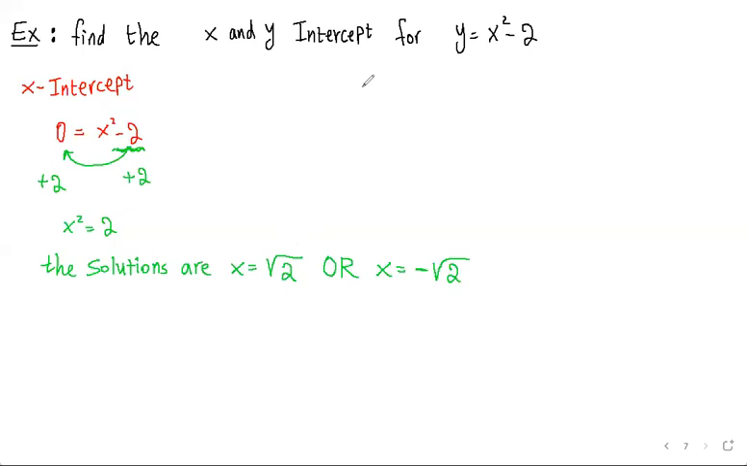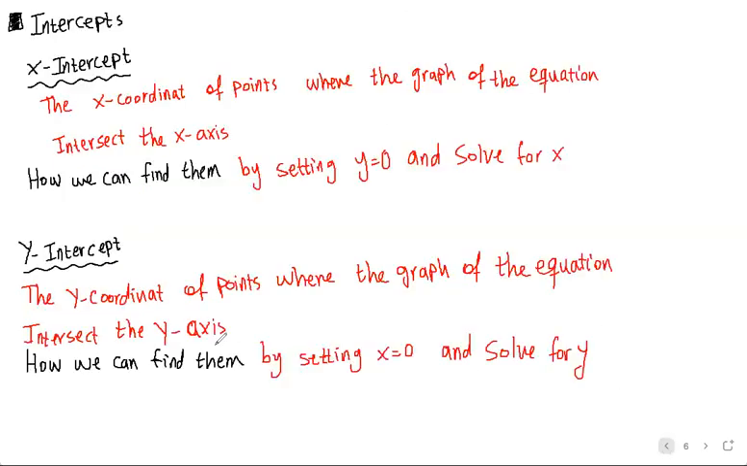Now, how can I find the y-intercept? Setting x to 0. Exactly. By making x here equal 0. Going back, by setting x equal 0 and solving for y.